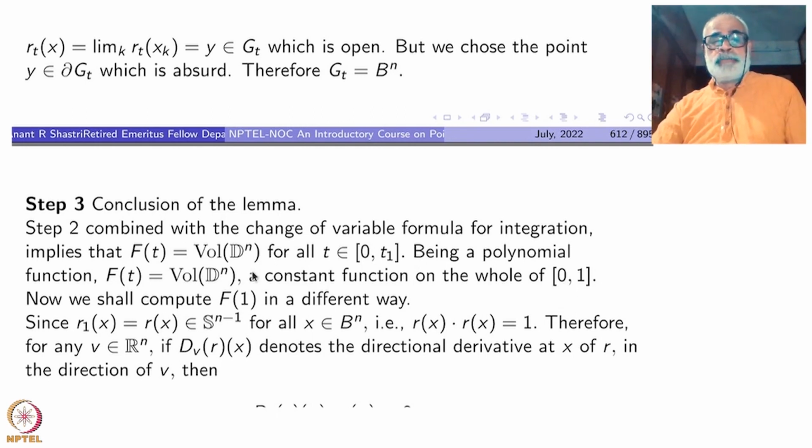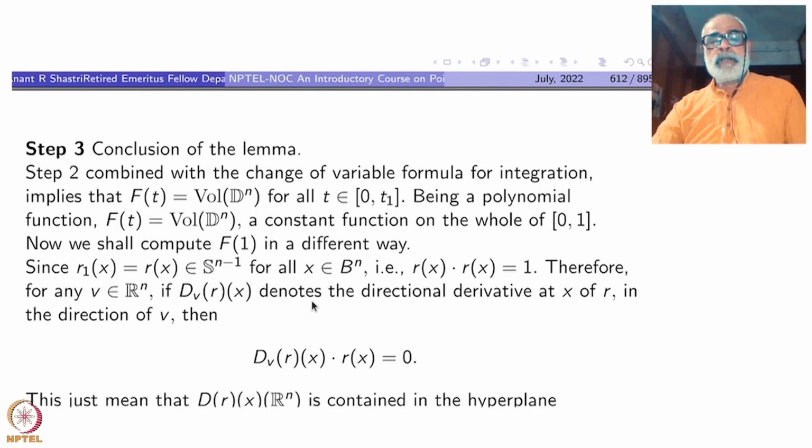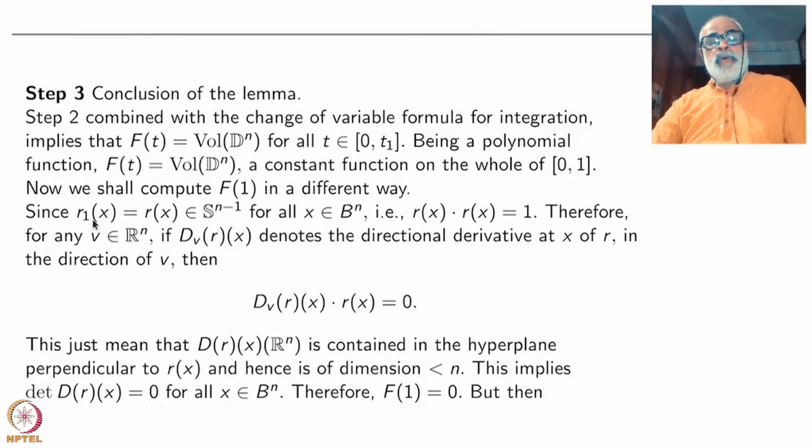Okay, f0 is a volume. Now we shall compute f1, then see that it is a different value, and that is a contradiction. Okay, now look at R1 of x. That is equal to Rx for all points inside Sn minus 1, for all x inside Bn. Therefore, Rx dot Rx equal to 1 is the same thing as saying Rx is of unit length, right? This is dot product.